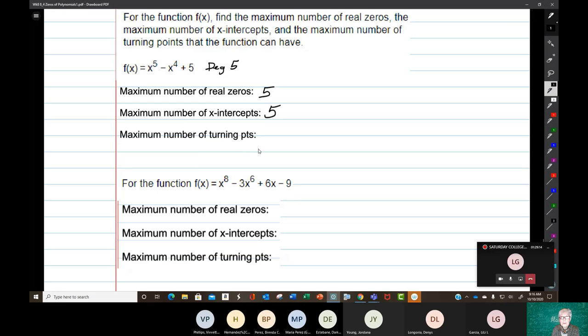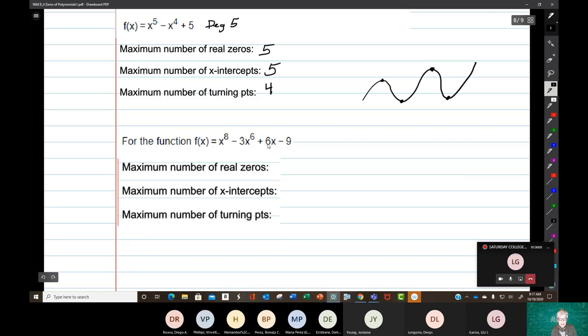The maximum number of turning points, maximum points and minimum points, these are turning points, the relative maxima and relative minima are turning points. So the maximum number that a degree 5 polynomial can have is 1 less than the degree, or 4. That's it. That's as hard as this part gets.